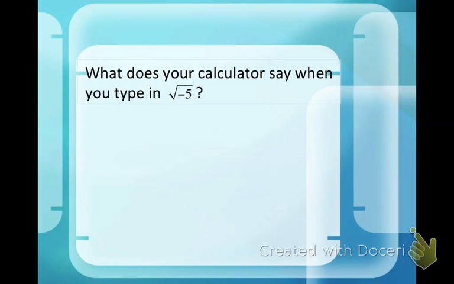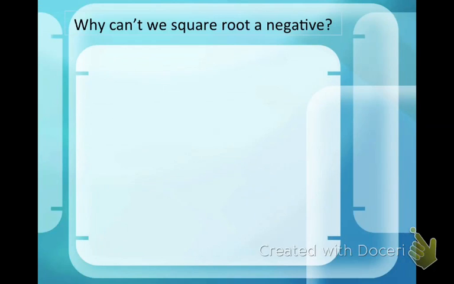So that's a problem. We have to find a way to get around that. It doesn't mean that we can't solve it. We just have to come up with something different. So let's think about, why can't we square root a negative? What is a square root doing? It's saying that some number times itself has to equal the number that's under the square root.